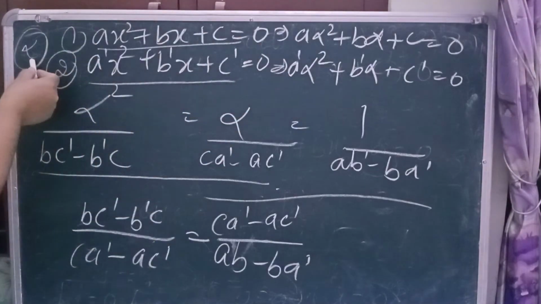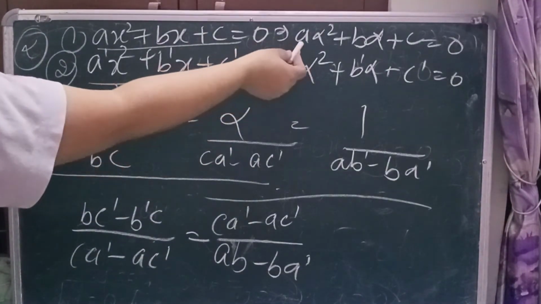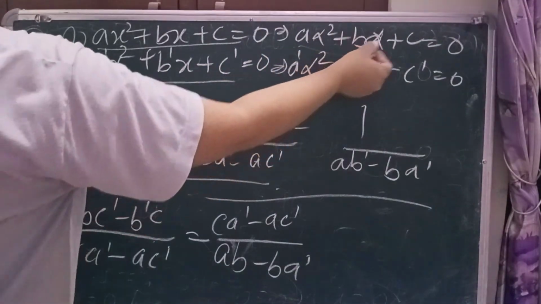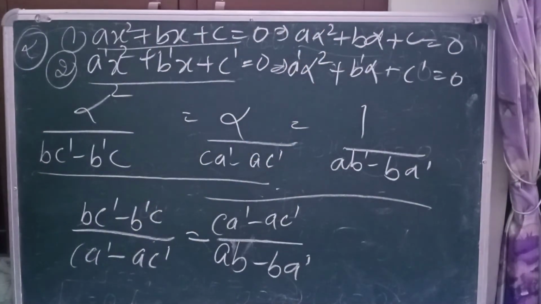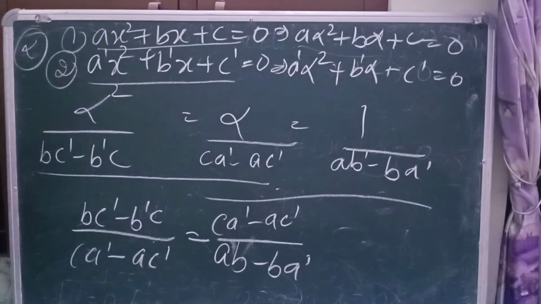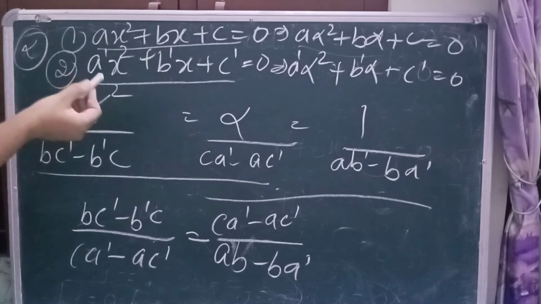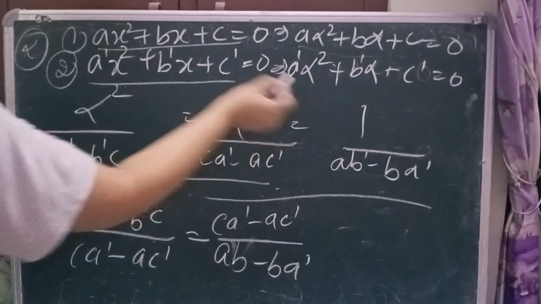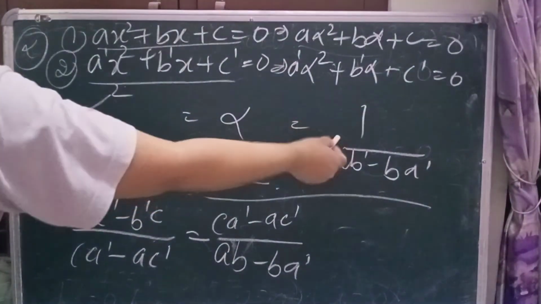Since it is a common root, it will satisfy both quadratic equations. So here I have written a alpha square plus b alpha plus c equal to 0, and a dash alpha square plus b dash alpha plus c dash equal to 0. As we know the cross multiplication method to solve the equations, just as we write x, y and 1, I have written alpha square, alpha and 1.